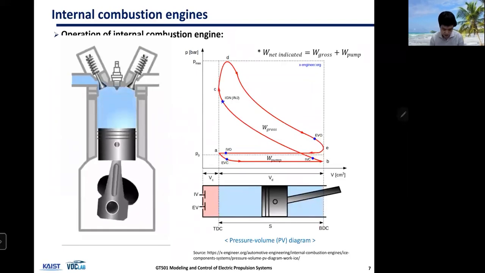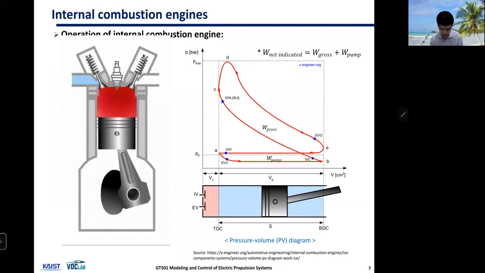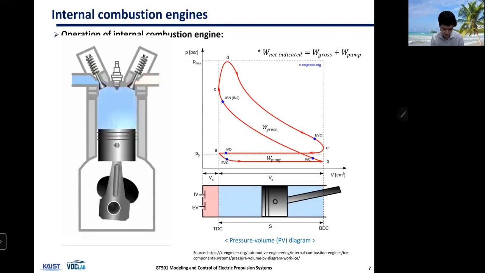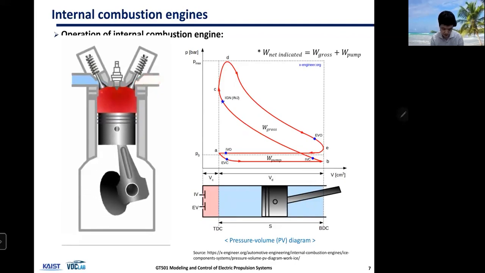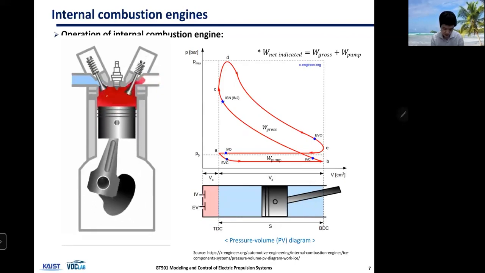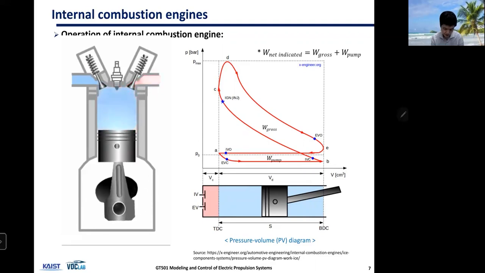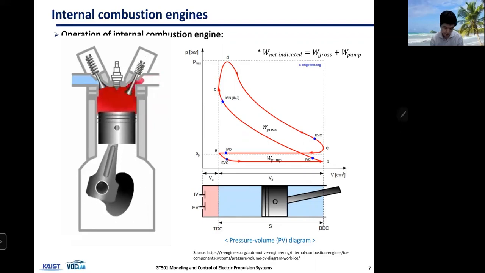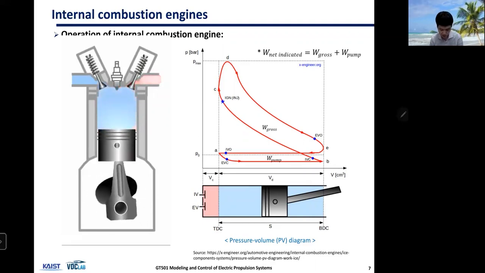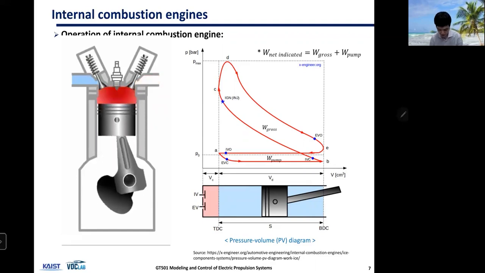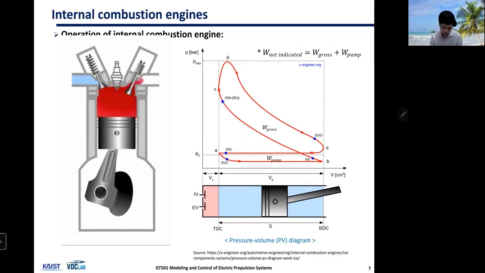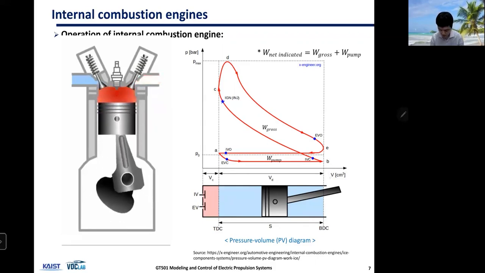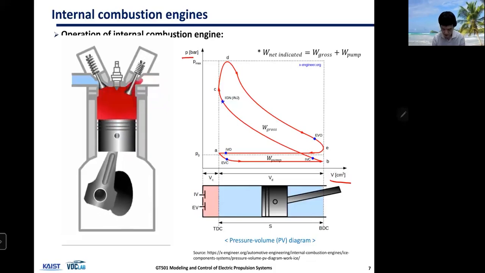So this is how an internal combustion engine operates. You get spark, and then you get exhaust, and then you get intake air, and then you ignite, and then you get power, and then you push the exhaust out, and you repeat this process. And from a thermodynamic perspective, the x-axis is volume and the y-axis is pressure.